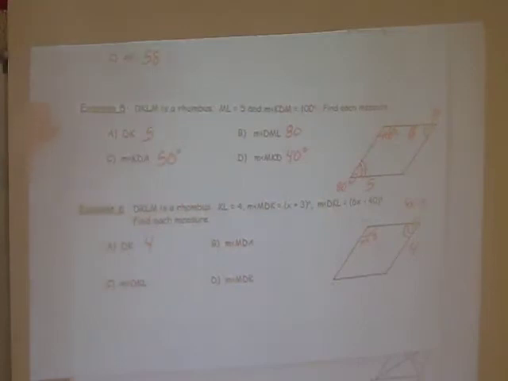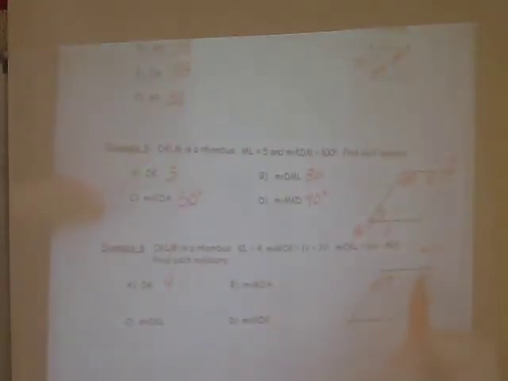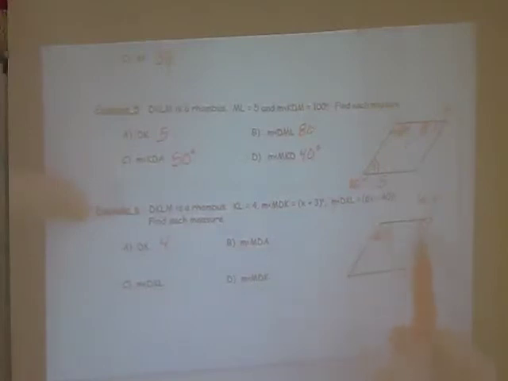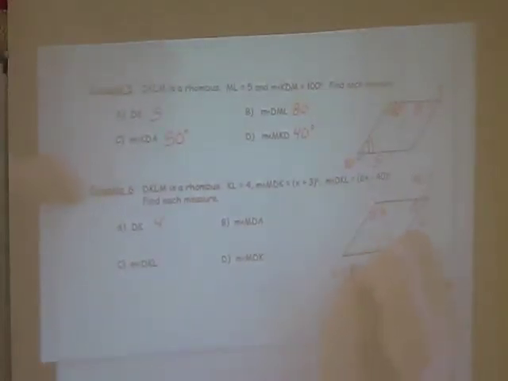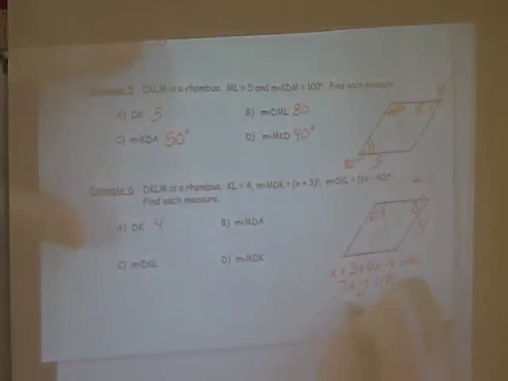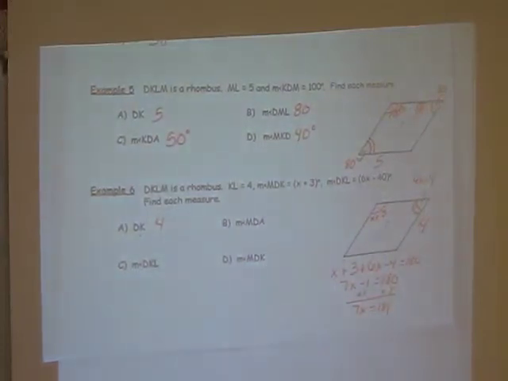And to find the other pieces, we first of all have to figure out x. These two together add to 180. So x plus 3 plus 6x minus 4 equals 180. X plus 6x is 7x. 3 minus 4 is a minus 1 equals 180. Add 1 to both sides. You have 7x equals 181. And then 181 divided by 7.